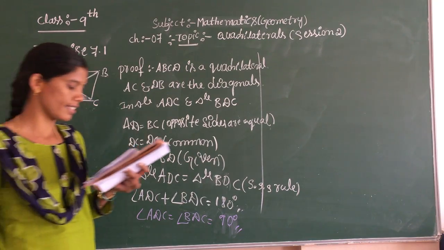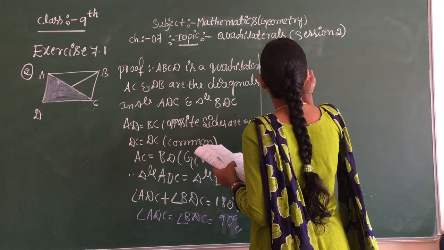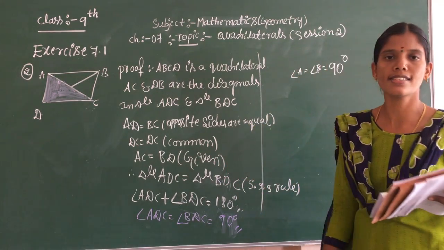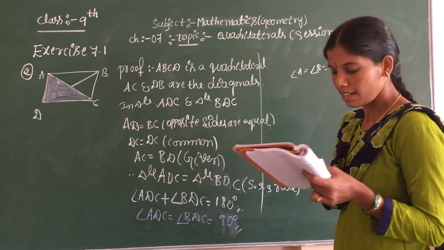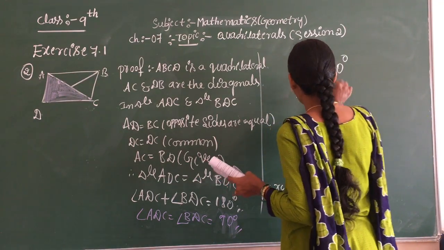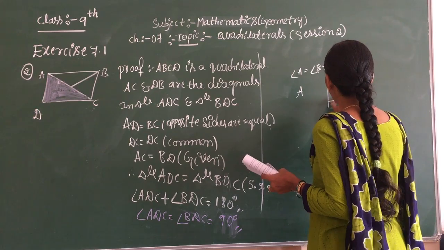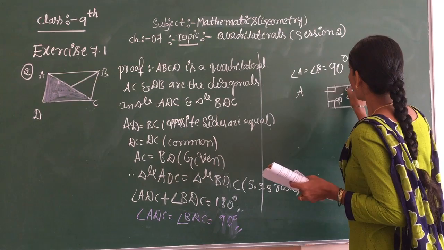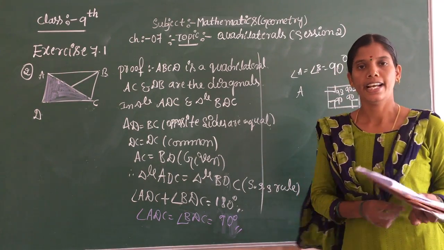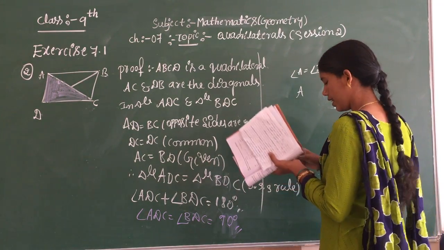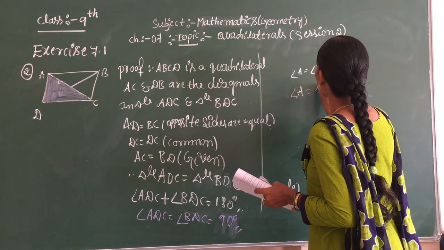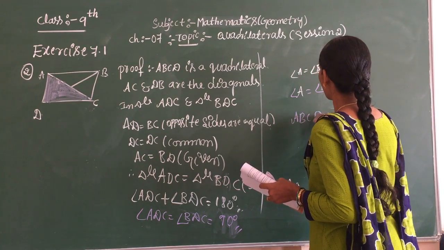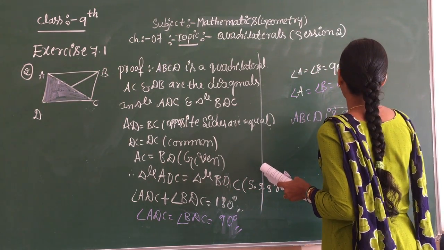Now next, angle A is equal to angle B is equal to 90 degrees. 90 degrees is also called a right angle. Therefore ABCD is a rectangle, as every rectangle has each angle 90 degrees, 90, 90, 90 degrees. So angle A is equal to angle B is equal to 90 degrees.